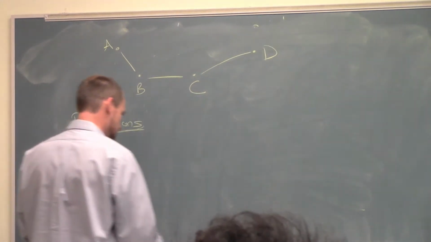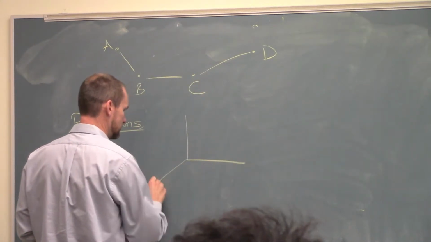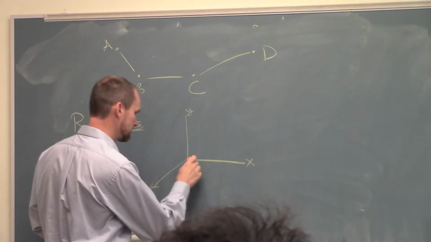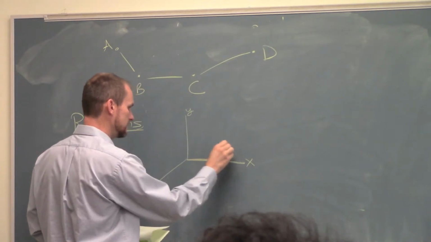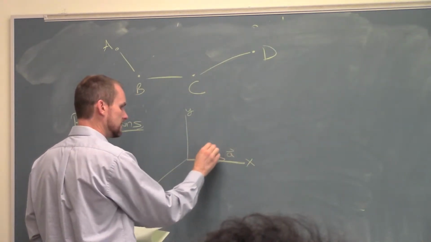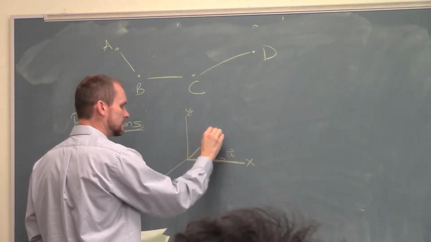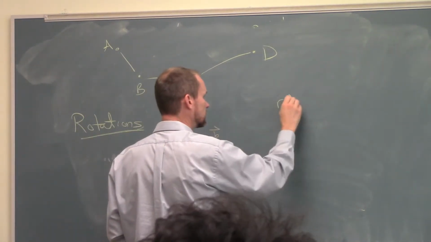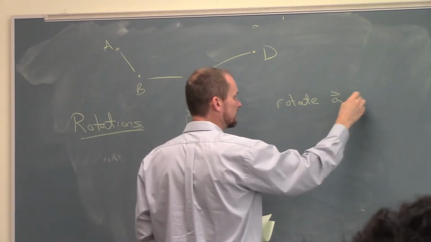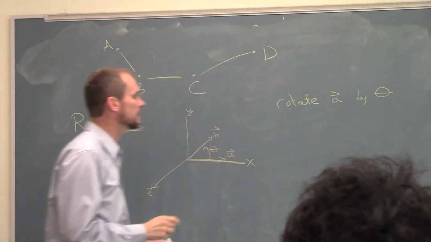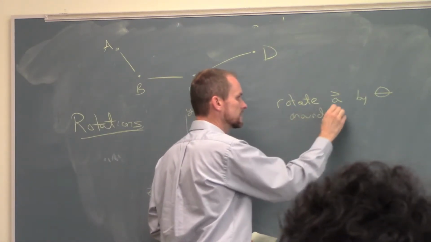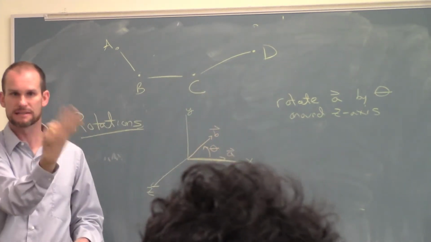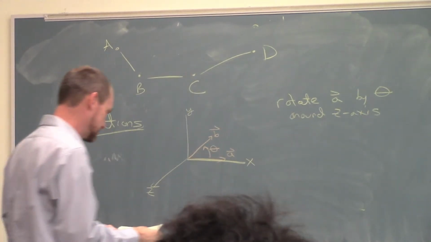So if we have coordinate system X, Y, and Z, we have some vector A in that coordinate system, and I'm going to rotate it some angle theta to vector b. So this would be a rotation: rotate A by an angle of theta around, in this case, the z-axis. So if I'm looking at this with x and y in the plane, and z coming out of the plane, the z is the axis that we're rotating around. So when we do rotation, we need a rotation axis.